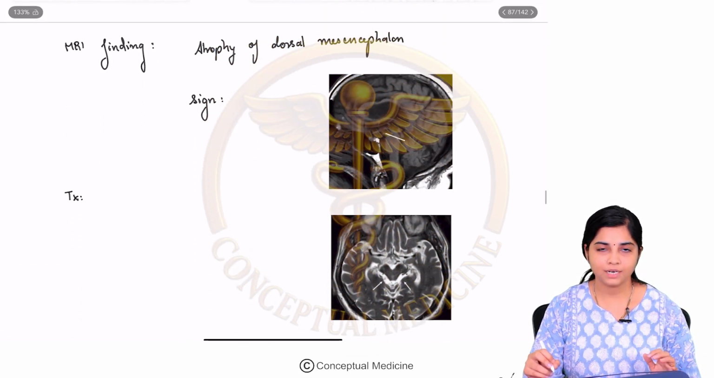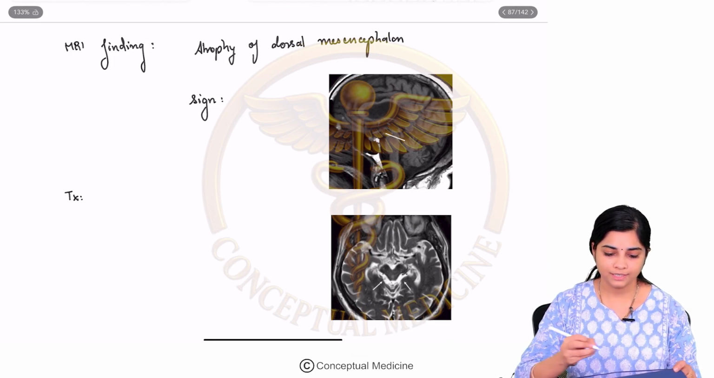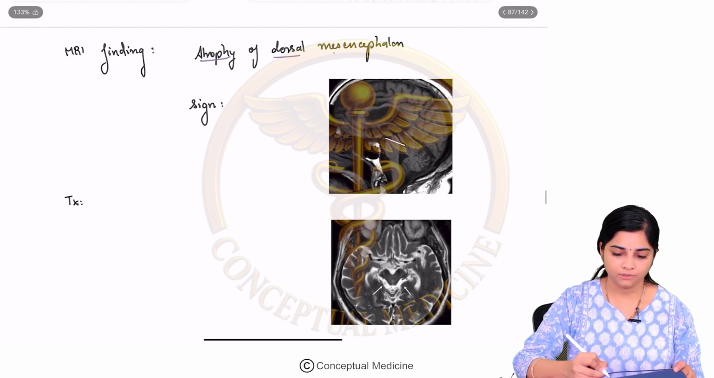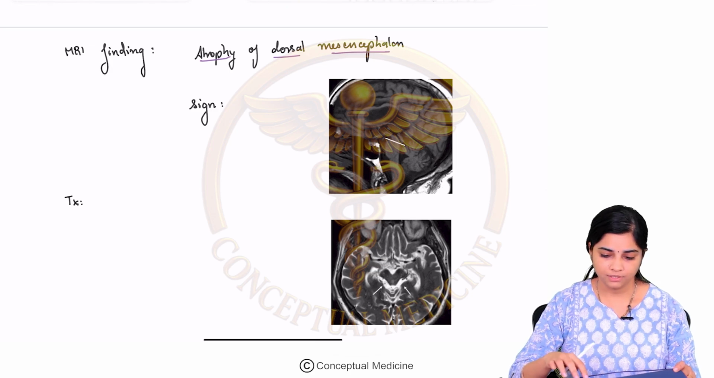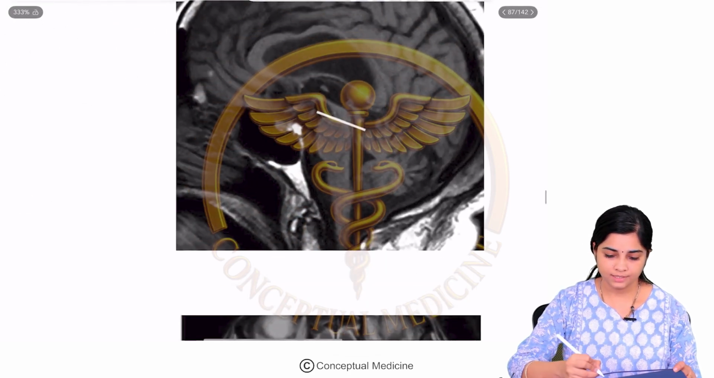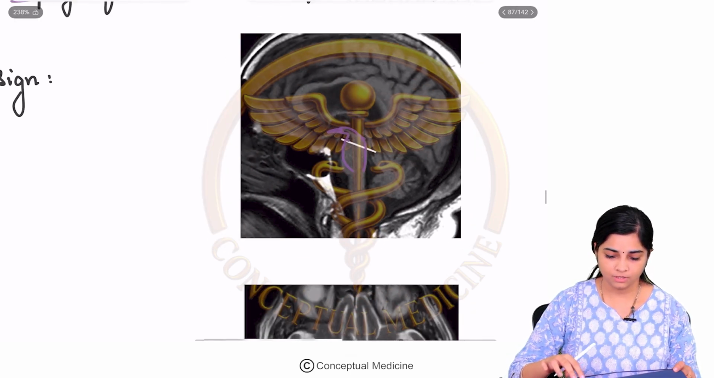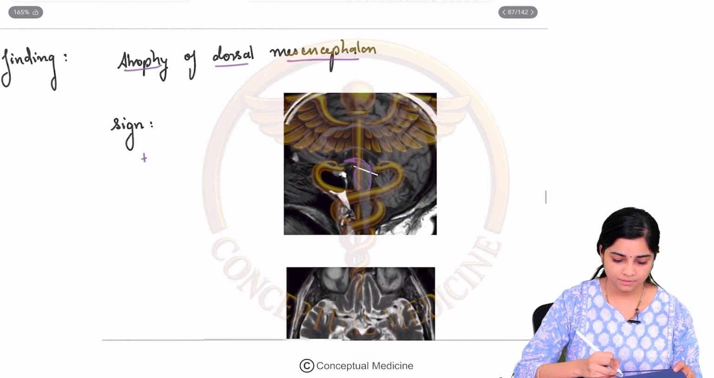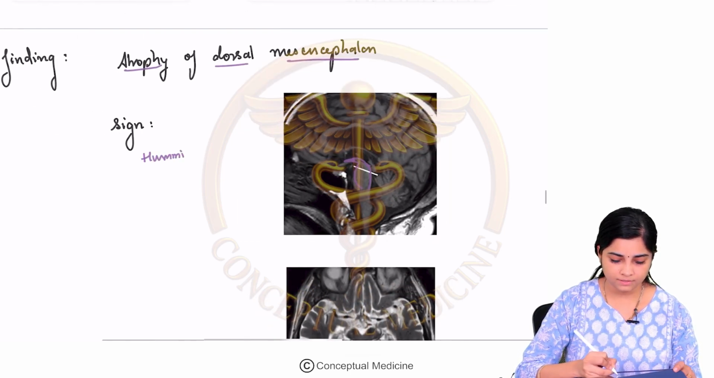So what is the MRI finding? The MRI finding is atrophy of the dorsal mesencephalon. If you can see here, there is atrophy of the dorsal mesencephalon resulting in a bird-like appearance. This is what we call the hummingbird sign.